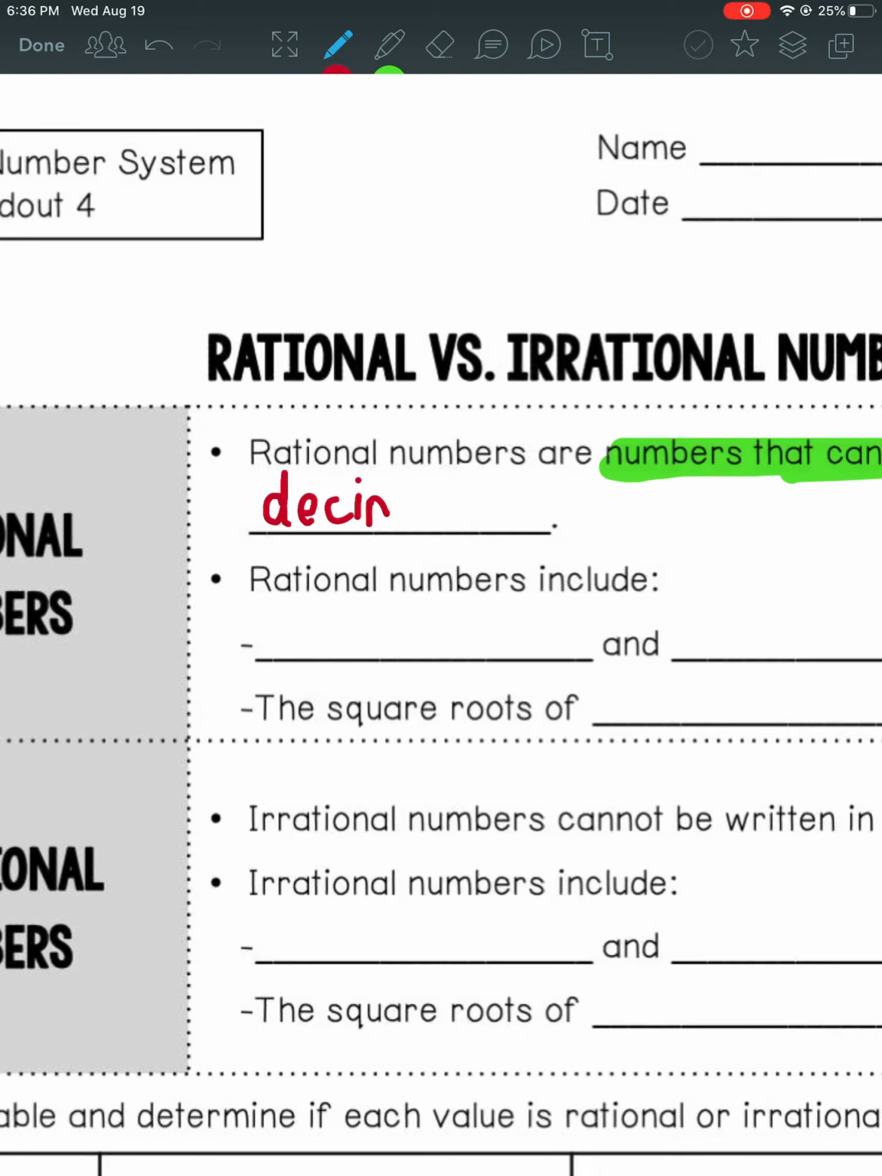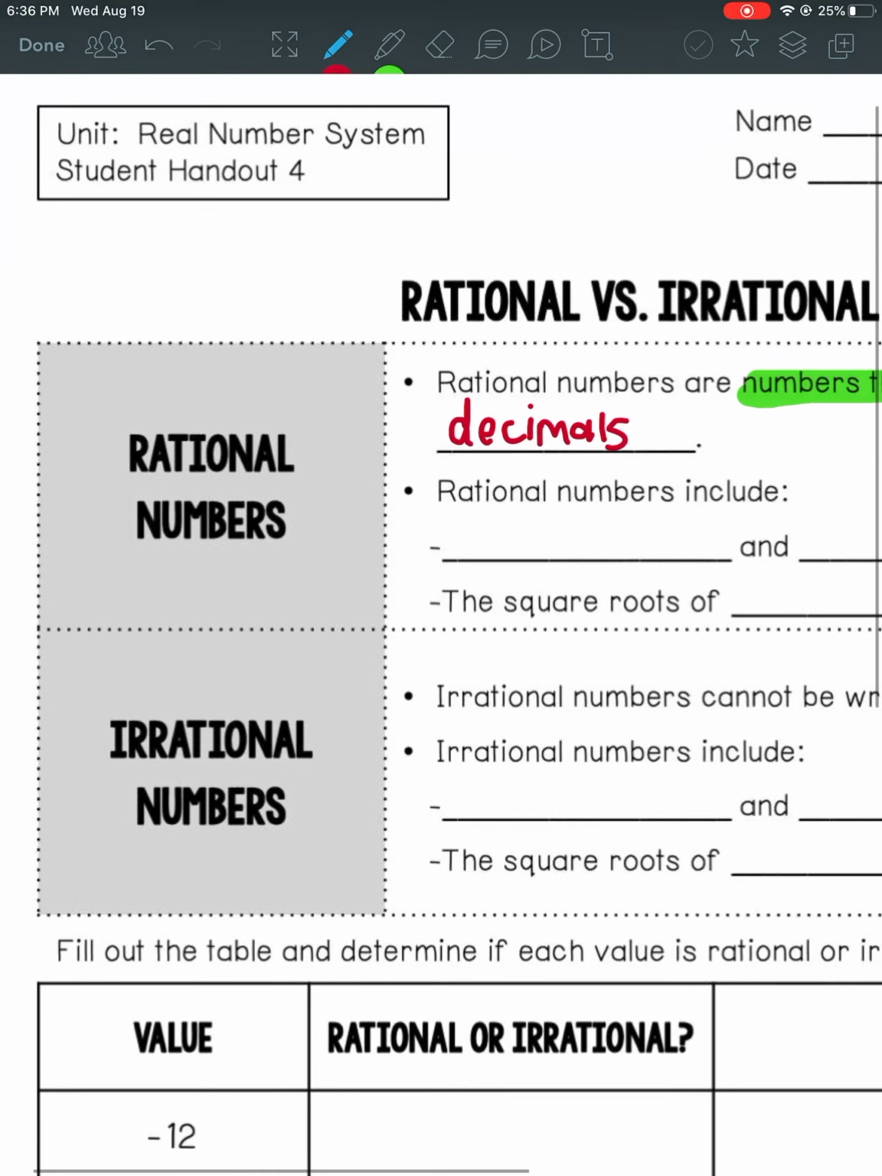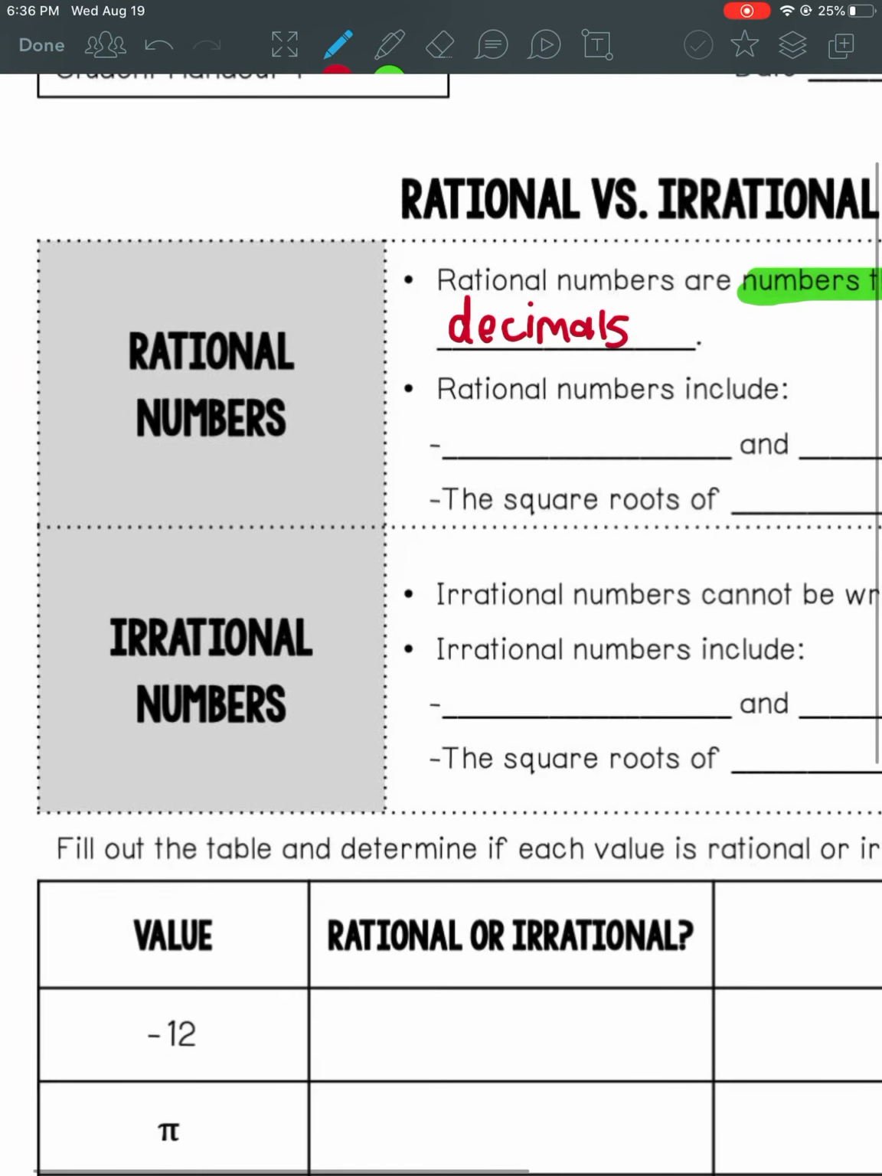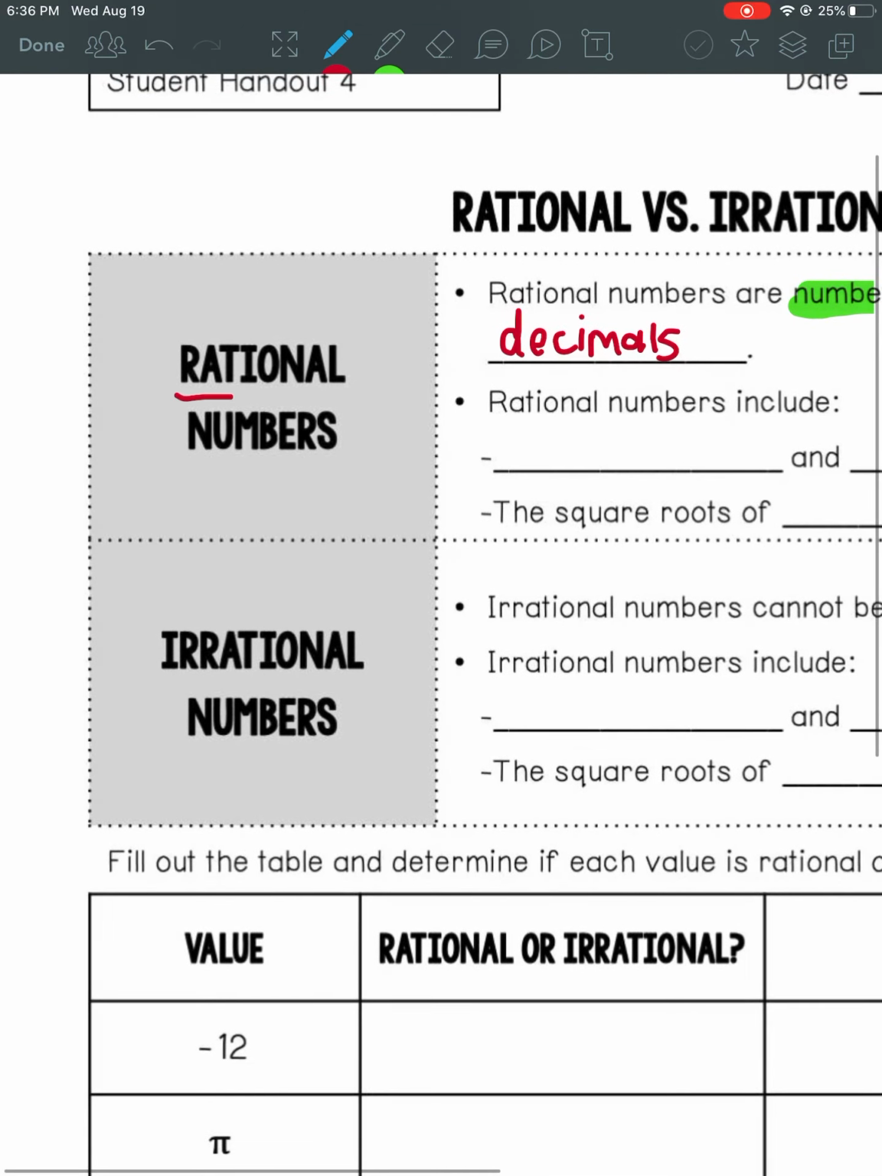The way I remember this is in the word rational, we have the word ratio. A ratio is the exact same thing as a fraction. A ratio is something like 3 to 5, and then we could write that as 3/5. So that's a fraction. So with rational numbers, always think fractions, okay?